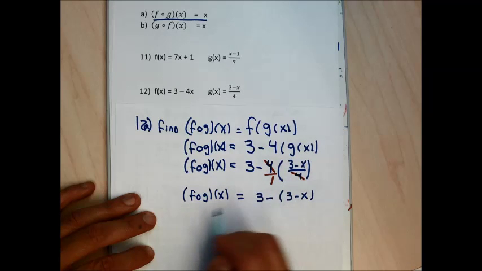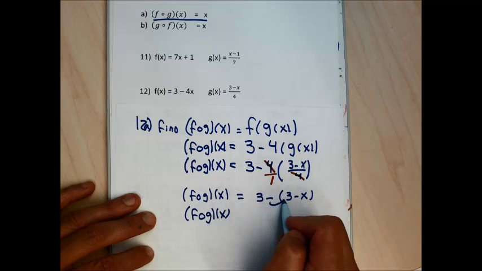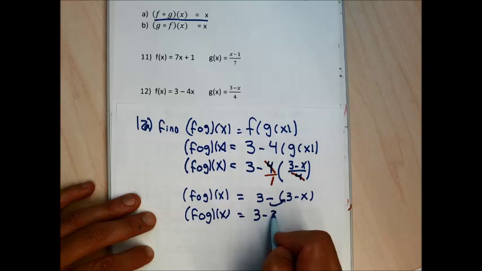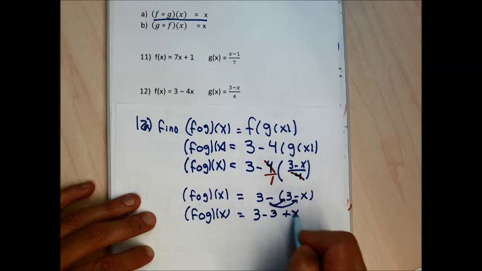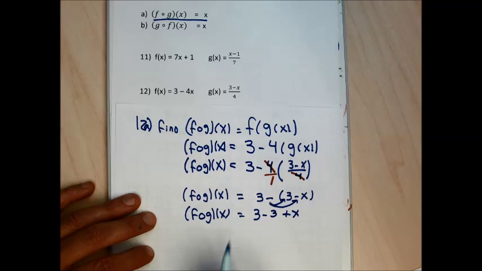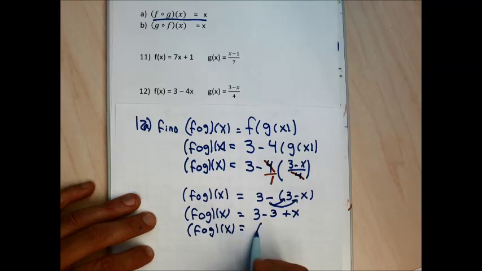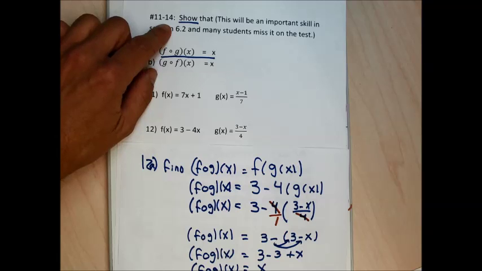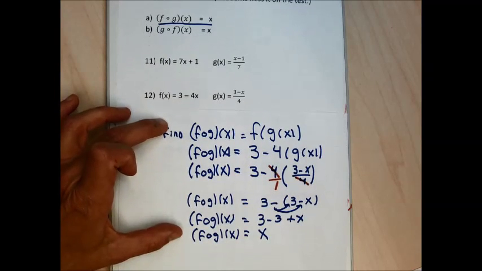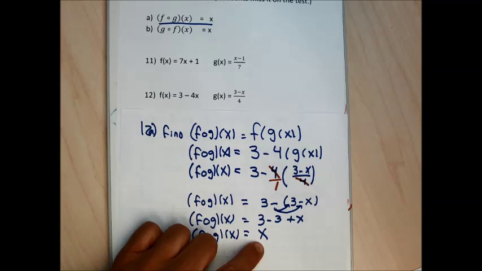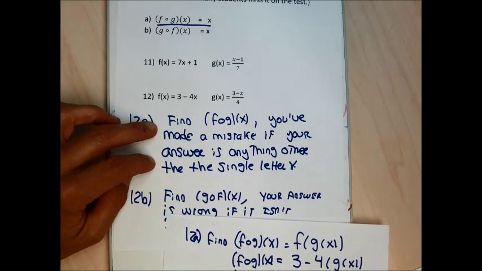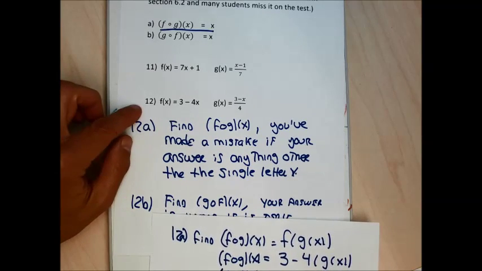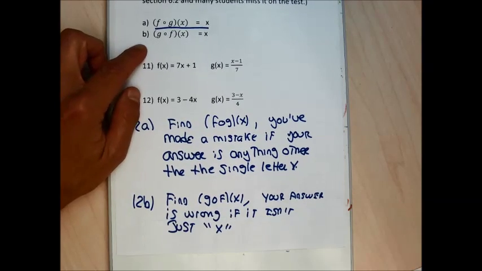And now I'm going to clear the parentheses. When I clear the parentheses, this negative is going to make that 3 a negative. And it's going to flip the sign of that x to positive x. So I get 3 minus 3 plus x. And that gives me f composed with g of x equals x. So I've proved what I needed to do. My instructions were to show that f composed with g of x equals x. You do that by finding f composed with g of x. Your answer is right if you get x for an answer. Your answer is wrong if you get anything other than the single letter x. So that's 12a. I'll move on to 12b and find g composed with f of x.